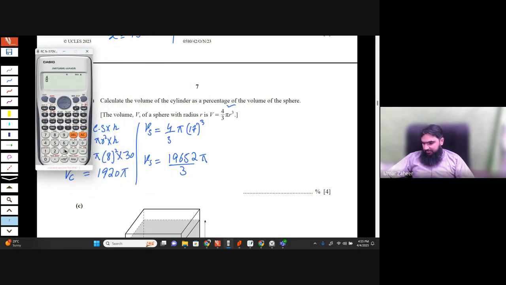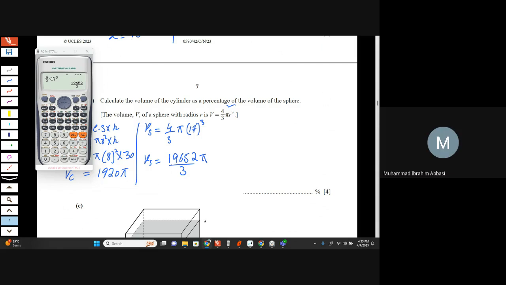4 divided by 3 multiplied by 17 power 3. Yeah, so if you divide it, it becomes 6,550.666667.